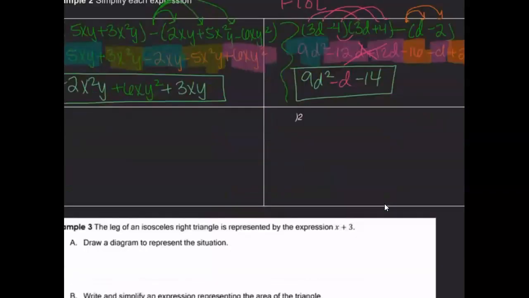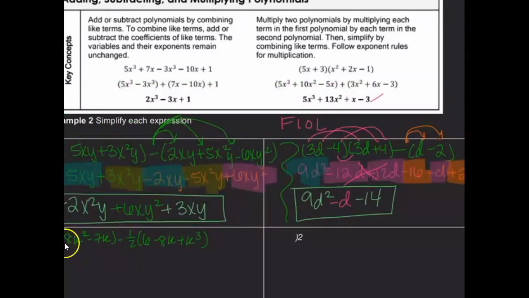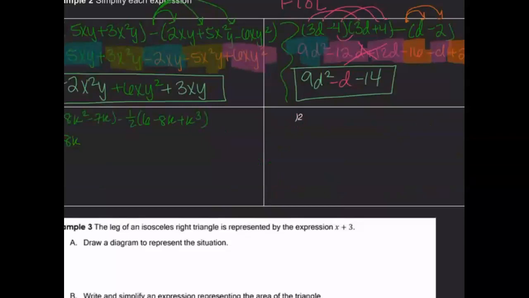My next expression is 8k squared minus 7k minus 1/2 times 6 minus 8k plus k cubed. And same thing, I see parentheses. I need to make sure that nothing's going on with this parentheses. On the first one, for my 8k, there's just a parentheses here, nothing in front of it, so I can just bring it down because nothing's going to get multiplied to it nor distributed. So it's just going to stay 8k squared minus 7k.